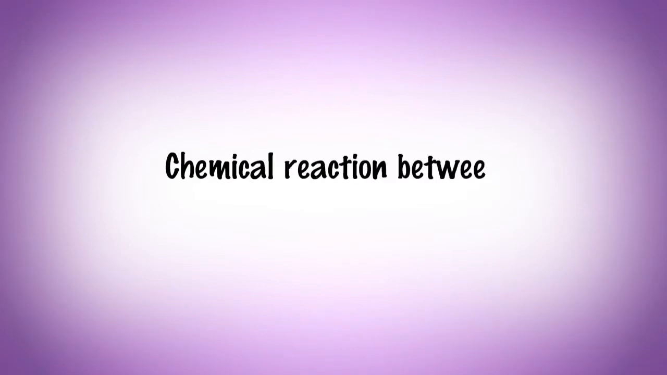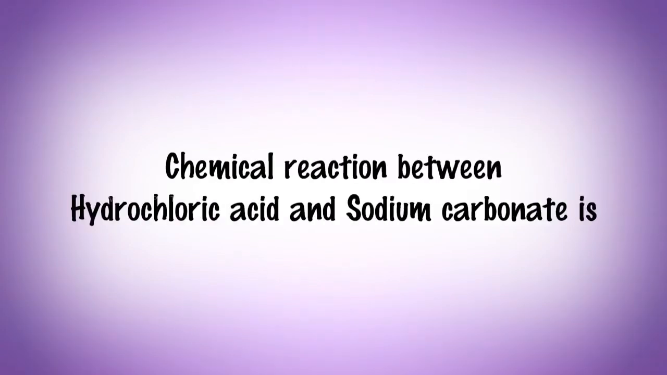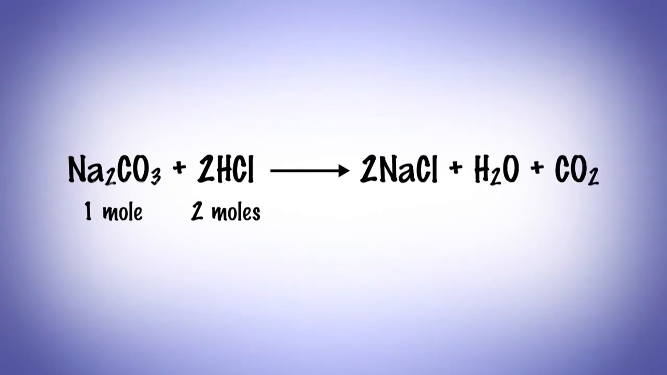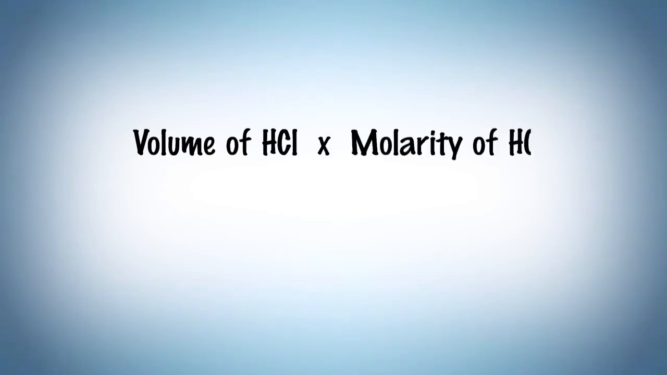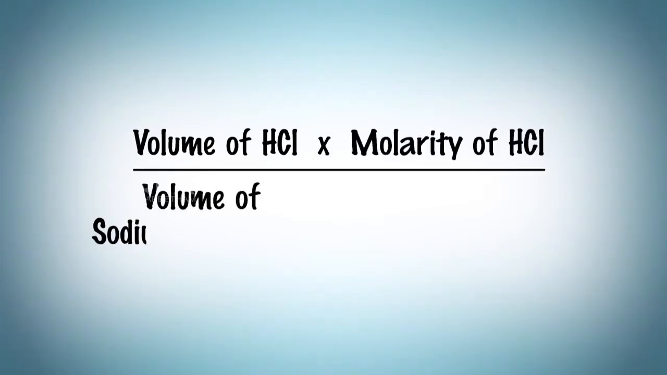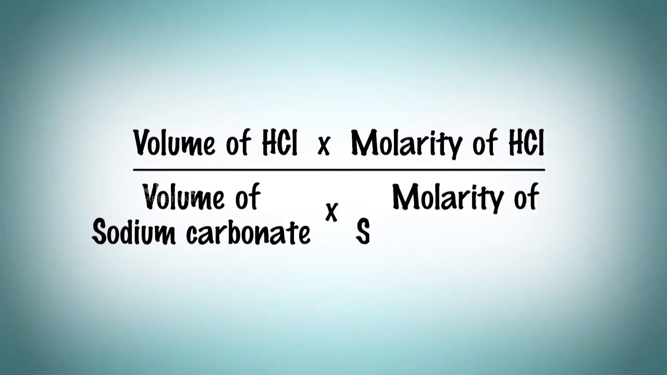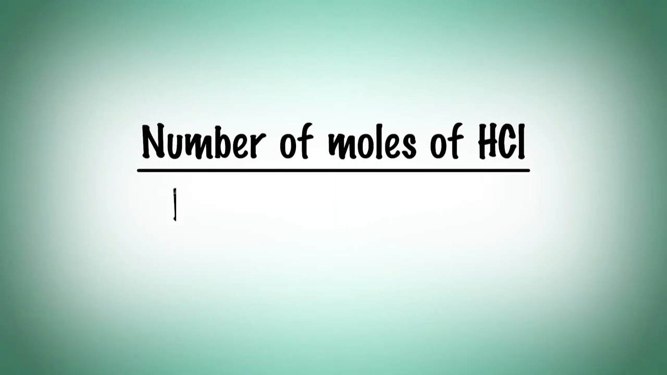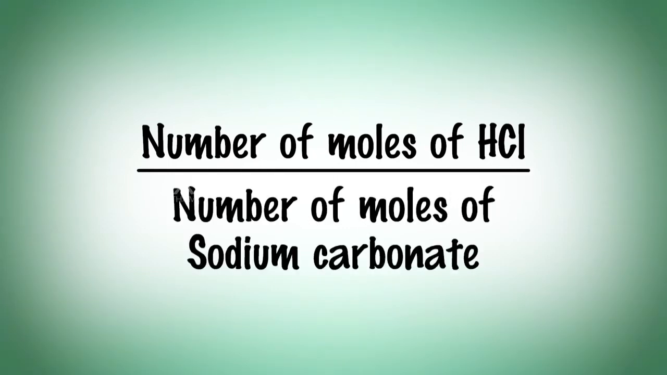The chemical reaction between hydrochloric acid and sodium carbonate can be represented as Na2CO3 + 2HCl gives 2NaCl + H2O + CO2. Since in the balanced equation, 2 moles of hydrochloric acid react with 1 mole of sodium carbonate, the volume of HCl into molarity of HCl divided by volume of sodium carbonate into molarity of sodium carbonate gives you number of moles of HCl divided by number of moles of sodium carbonate.